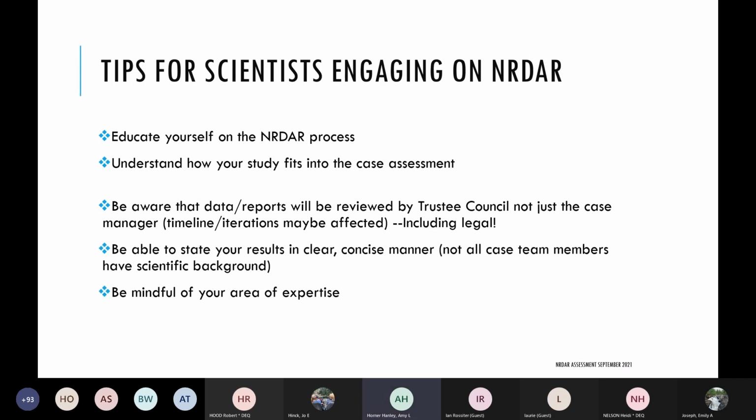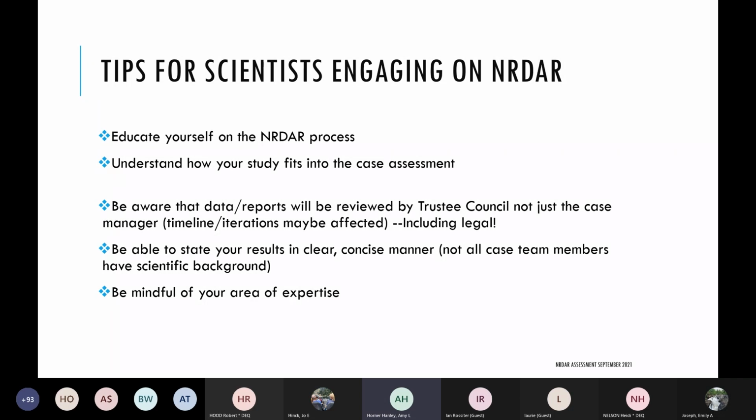When you're writing your report, be able to state your results in a clear and concise manner. Not all the case team members have a scientific background. This is a public process. And I know that this is a little bit different than the more accepted scientific writing technique, right?